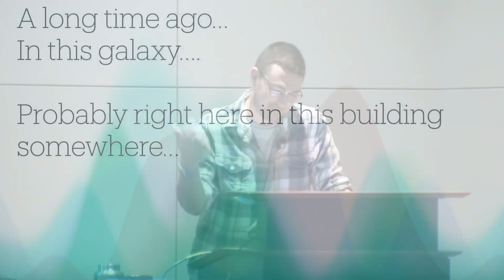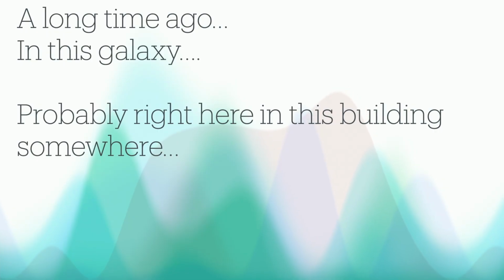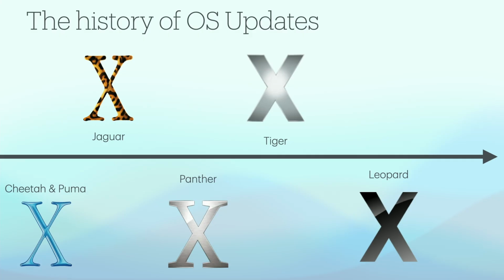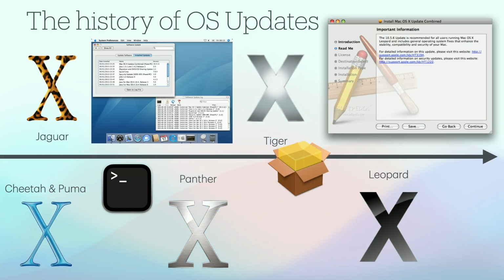Yeah. All right. So, speaking of, a long time ago in this galaxy, probably somewhere in this building, because the building was built in the mid-90s from what I saw on the website, there were different OS versions that were probably running in here. I got involved in Jaguar when my family got an iMac G4, and there were a couple different ways you could do the updates. You could do it through the system preferences where you go and do the update. You could do it using the software update command line, or you could use the aforementioned combo update packages.